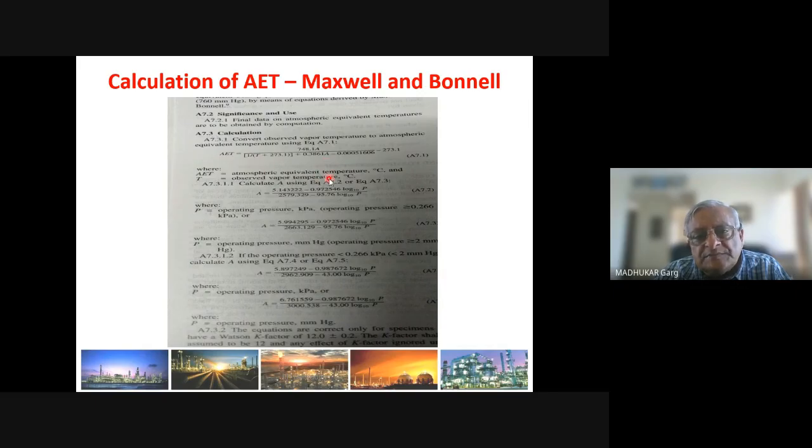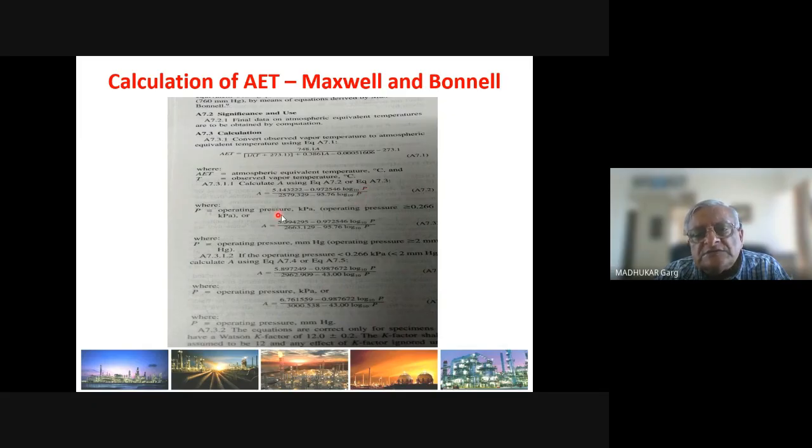So observed vapor temperature. Suppose I measure a temperature of 110 degrees Celsius after 10% recovery at 10 millimeter Hg. So what I do is that I plug in 110 here. I add 273 to make it into Kelvin, and then you put the value of A. That value of A is given by this equation, which is a function of pressure.